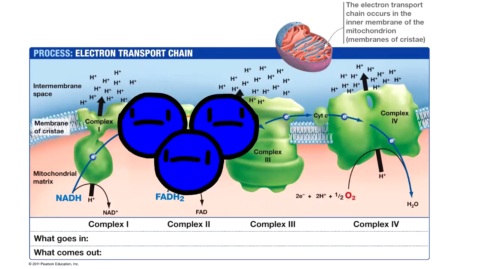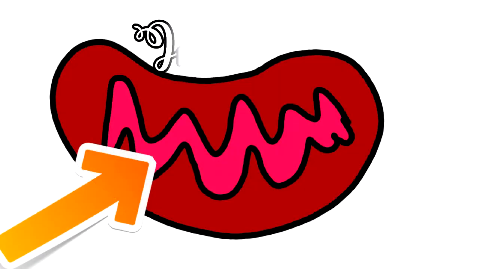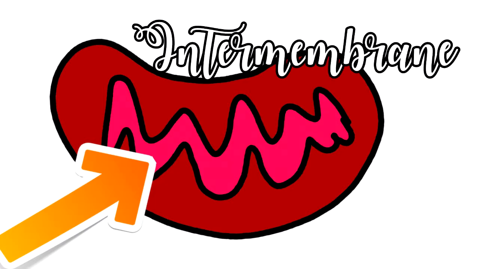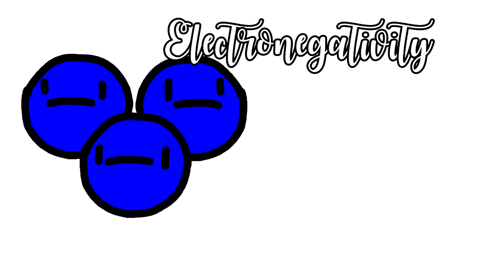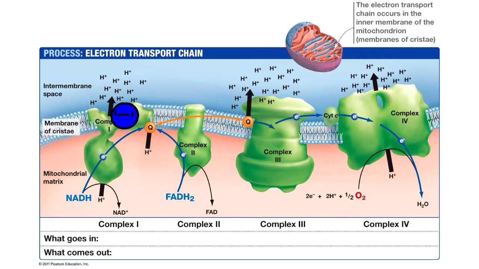You know how there was still electrons left from the Krebs cycle? Well, they all go here to the electron transport chain. This chain is in the intermembrane of the mitochondria and has multiple hydrogen pumps. The electrons from before power the chain because of electronegativity, or the tendency of an atom to attract a bonding pair of electrons. As the electrons flow through the chain, the loss of energy is used to power the pumping of protons across the intermembrane.